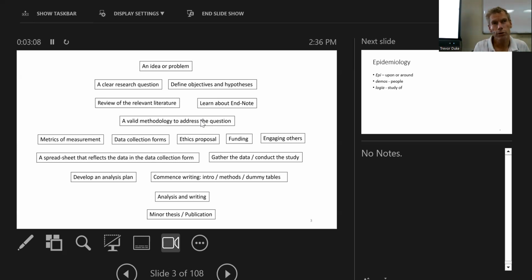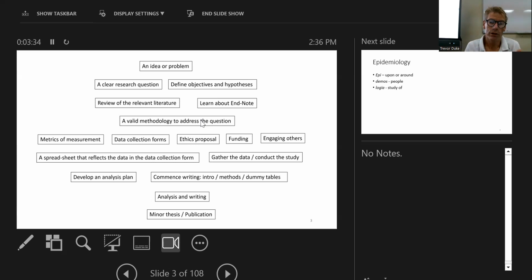But if you come up with a research question, then usually it's quite easy to decide that it's either an observational study, or it needs a case control study, or a cohort study, or a randomized trial, right? It's usually quite easy to determine that based on your research question. And then you need to decide what are called your metrics of measurement. What are the things that you're going to measure?